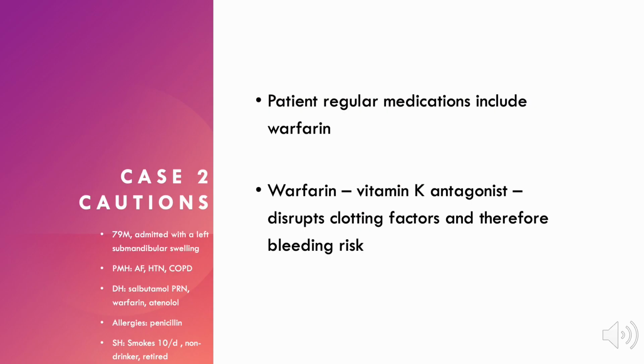Now, looking back at this patient's history, this patient is actually on warfarin for their AF. And as some of you may know, warfarin is a vitamin K antagonist, and this disrupts clotting factors and therefore has an impact on bleeding risk. That's how it works. So that's why when people are on warfarin, we check a blood test called the INR to check how predisposed the person is to bleeding or to clotting. Okay, so a high INR would mean that the patient is more likely to bleed, a low INR being more likely to clot.